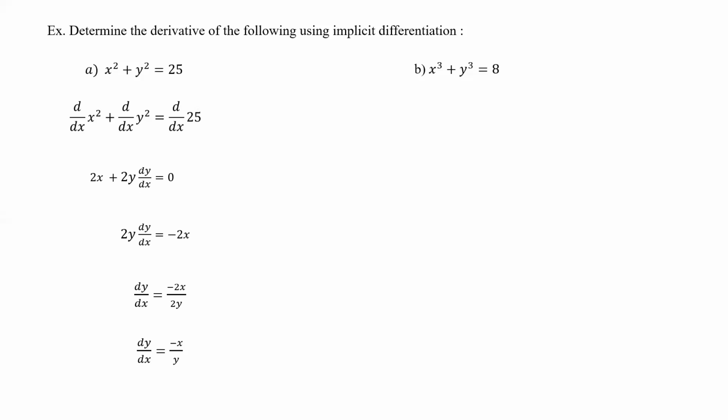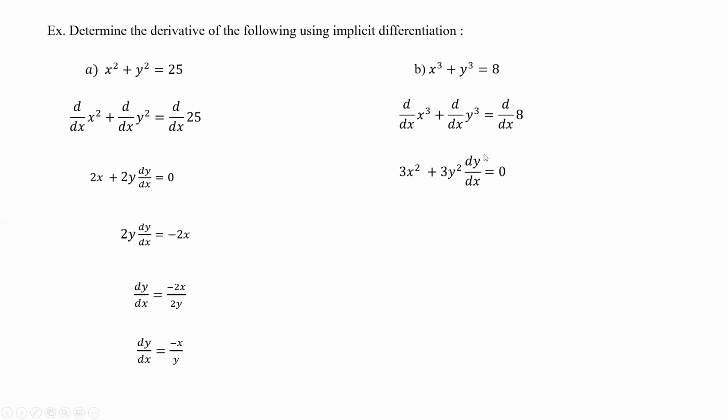I'm going to take the derivative of both sides of the equation. Take the derivative of x cubed, the derivative of y cubed, and the derivative of 8. We're taking the derivative with respect to x. We know the derivative of x cubed. The derivative of y cubed, we'll do a chain rule. Do it with respect to y first, then multiply by dy/dx. And the derivative of 8, we already know. Derivative of x cubed is 3x squared. Derivative of y cubed, 3y squared chained with dy/dx. And the derivative of 8 is 0.